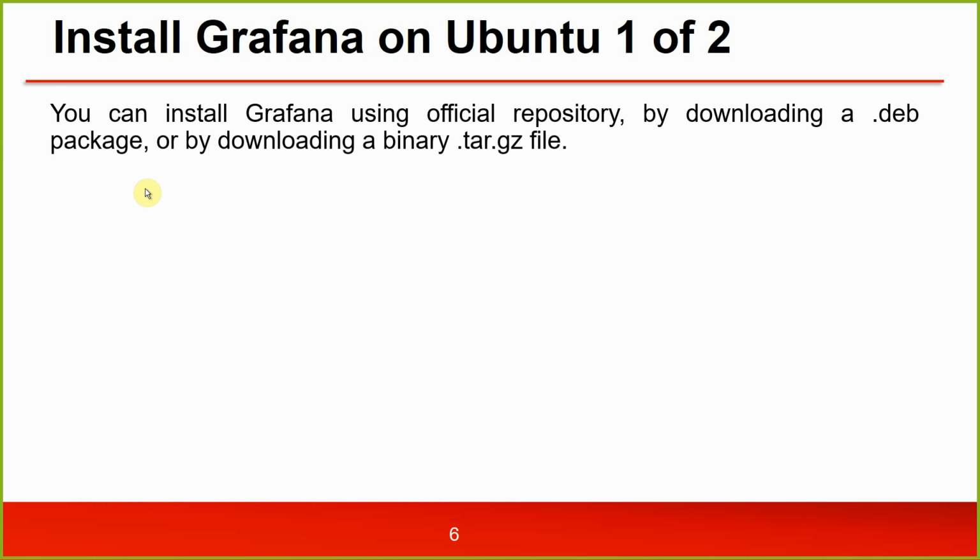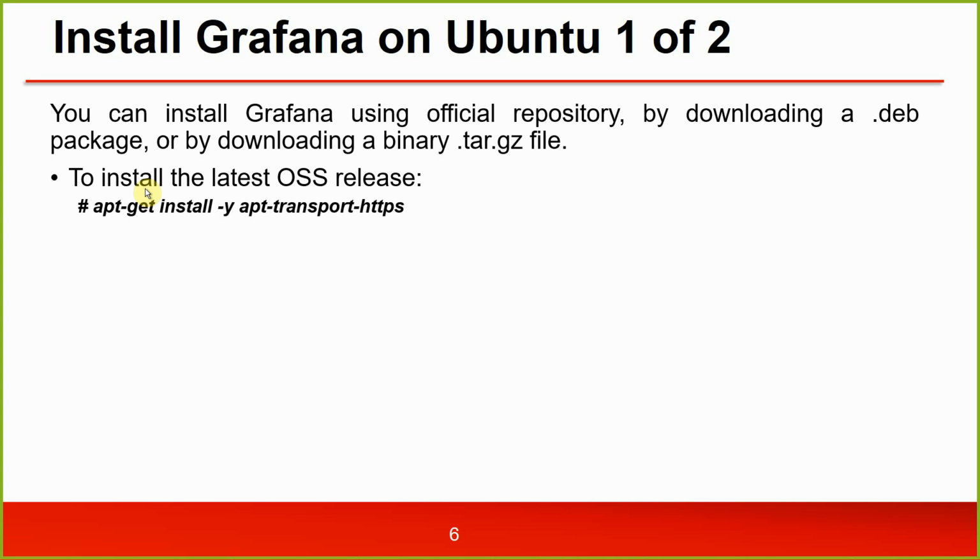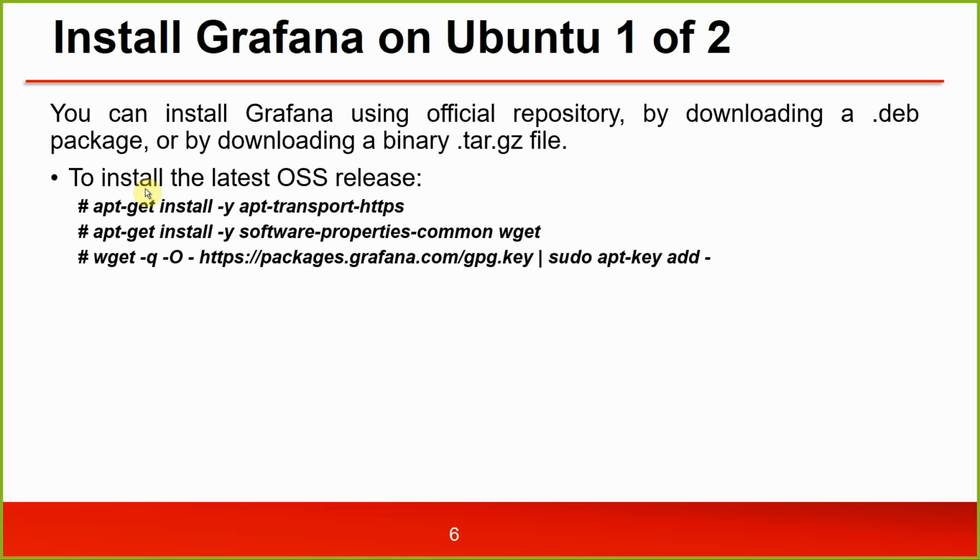Install Grafana on Ubuntu. If you are using Ubuntu, then you can install Grafana using the official repository, by downloading the deb file or by downloading the binary .tar.gz file. To install the latest open source software release, you can use apt-get install apt-transport-https, then apt-get install software-properties-common wget, and then set up the repository.